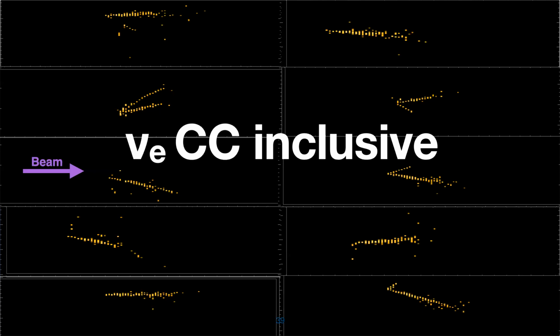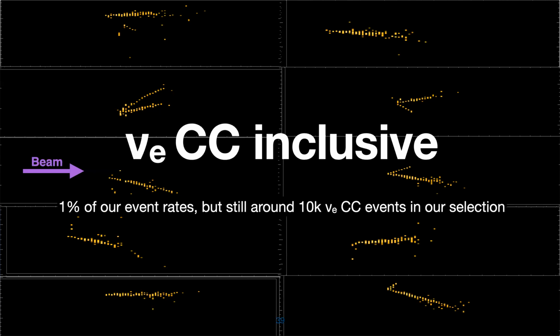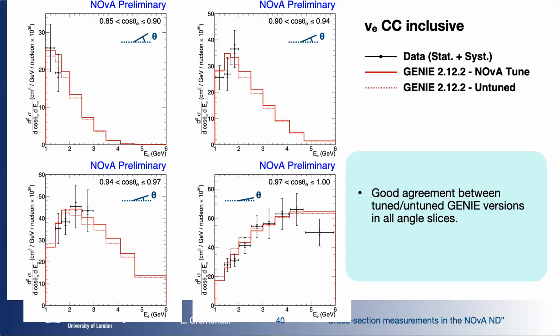So out of the sample that we had at the beginning, only 1% of our flux, of our event rates, but we still managed to select about 10,000 electron neutrino events. And here you can see an example of them, that the main feature that we all have is this short and wide fuzzy electron shower. So this is the measurement.